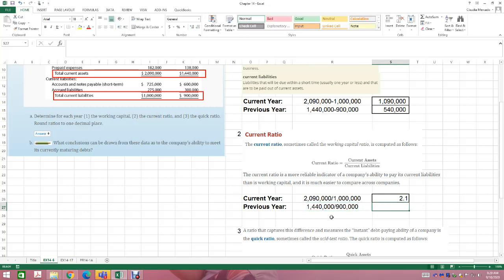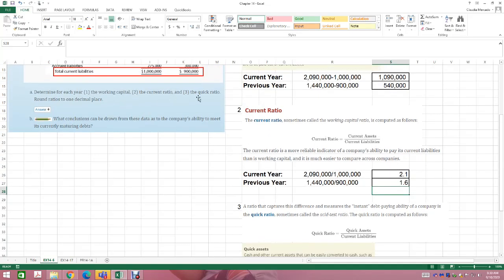Now, the second one is going to be $1,440,000 divided by 900,000. Let's see what that gives us. That gives me 1.6. So my current ratio for the current year is 2.1, and for the previous year is 1.6.